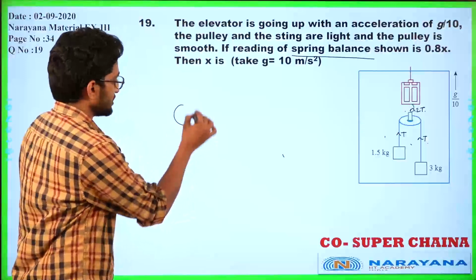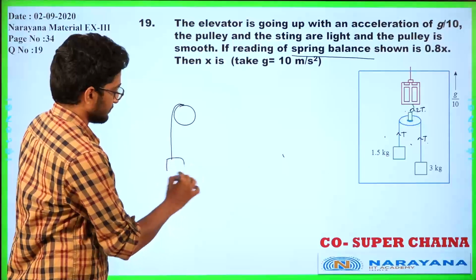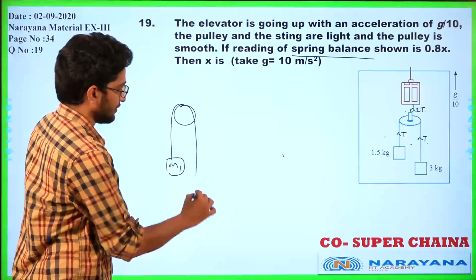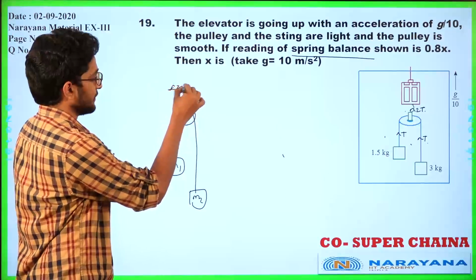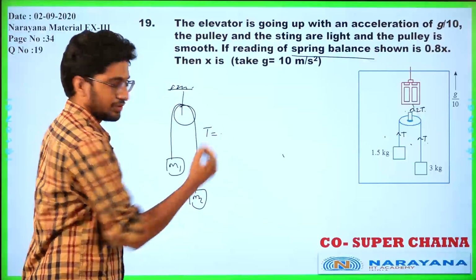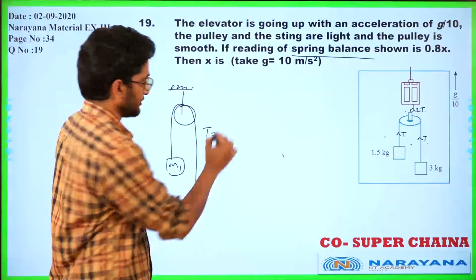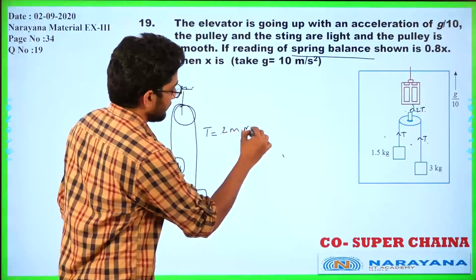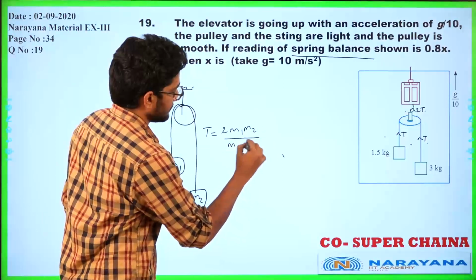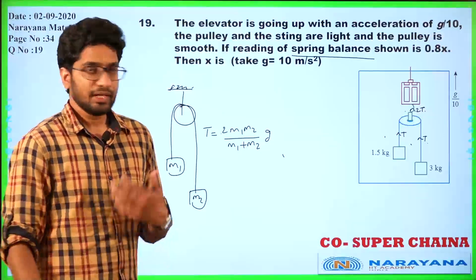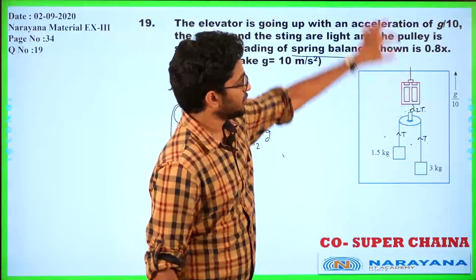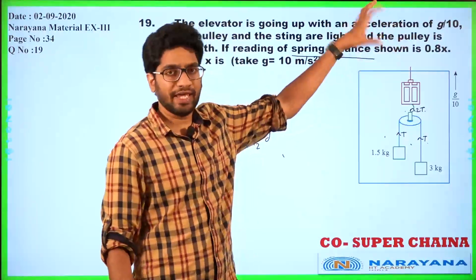In the Atwood's machine, that is pulley problems, in the normal case, how do I find the tension? Suppose the pulley is fixed, I know that directly the tension is 2 m1 m2 by m1 plus m2 into g, in the normal case, that is when the pulley is not moving. But what happens now? The pulley is moving along with the lift with an acceleration a upwards.